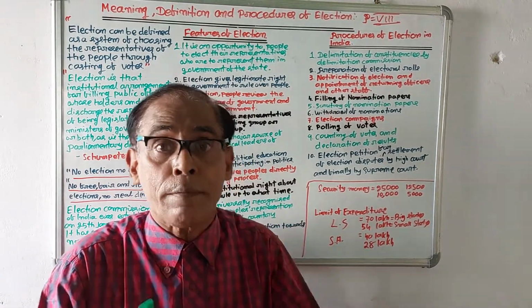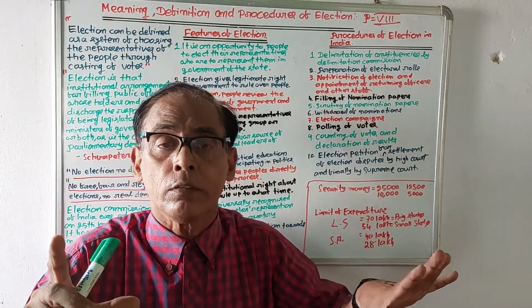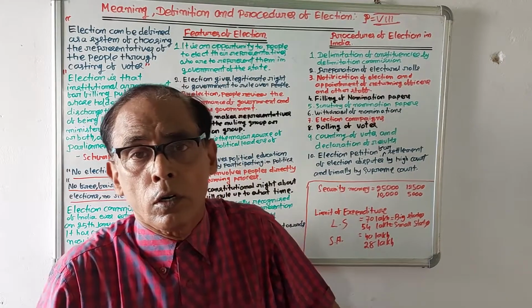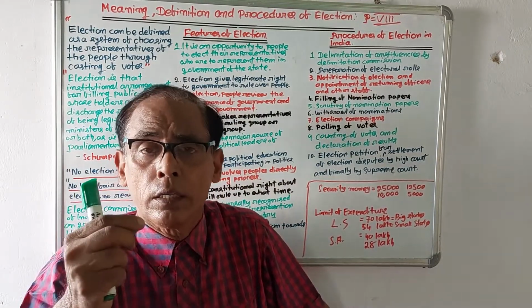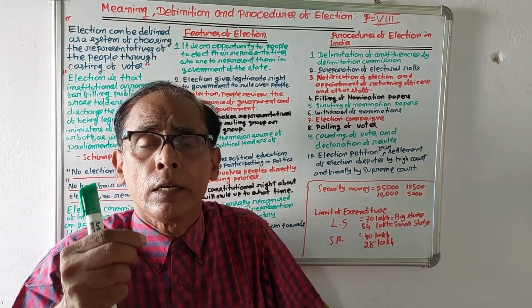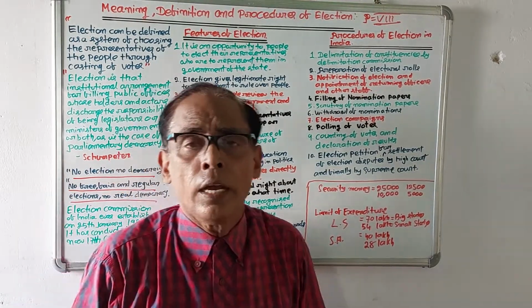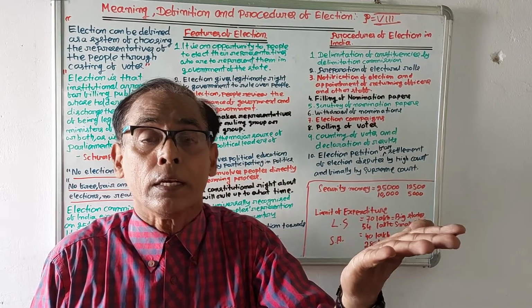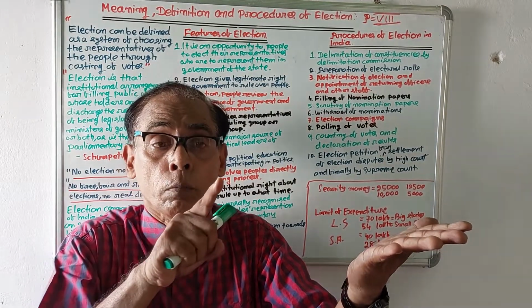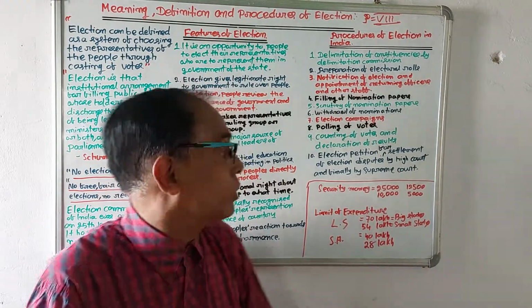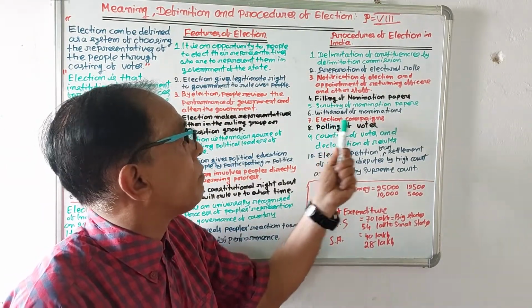They will be given time on radio and television to speak their views. Only recognized political parties will be allowed to speak on radio and television. Okay? And they will continue their campaigning up to 48 hours before the election. So this is the seventh one.